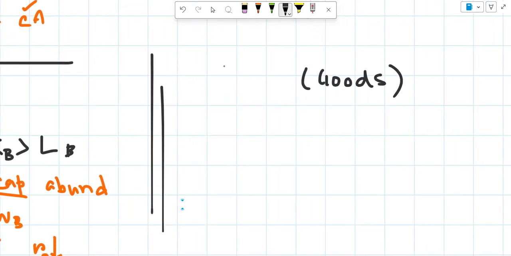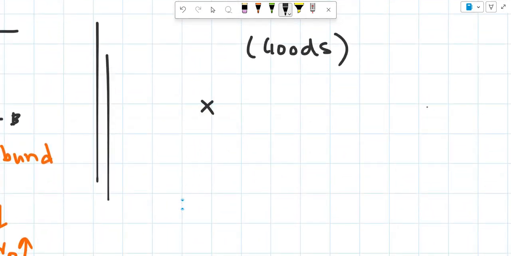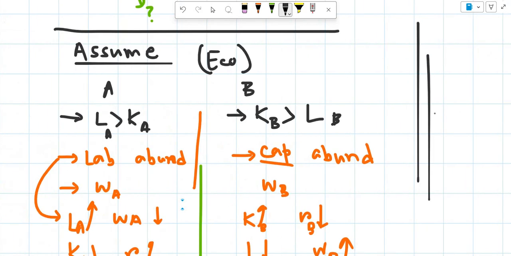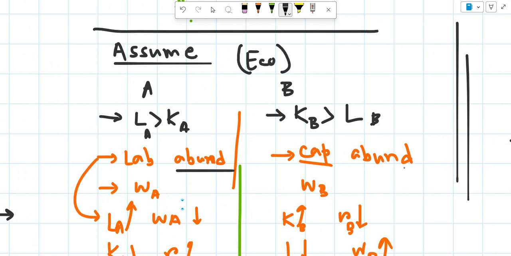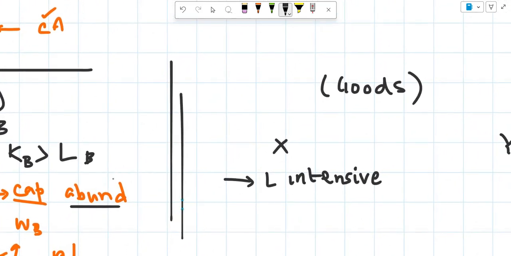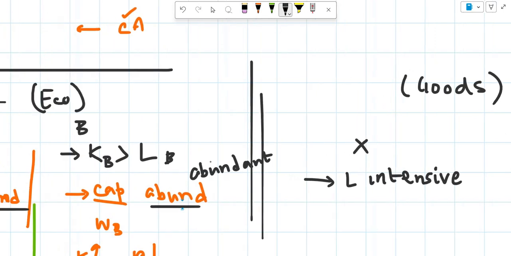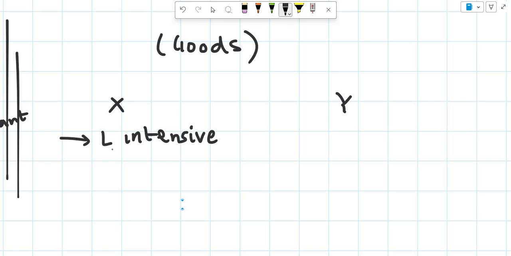So let me go back to the chart. We use two goods, X and Y. Let's say X is a labor intensive good, right? So countries are abundant and goods are intensive. Let me write the total word here at least once so that we have a point of reference. Economies are abundant, goods are intensive. So this is an assumption: let's say X is labor intensive and Y is capital intensive.